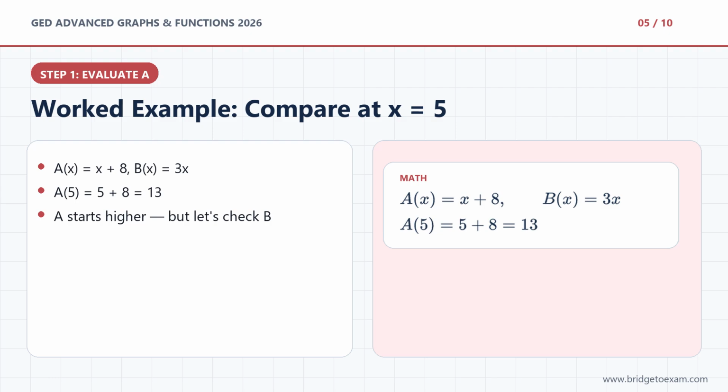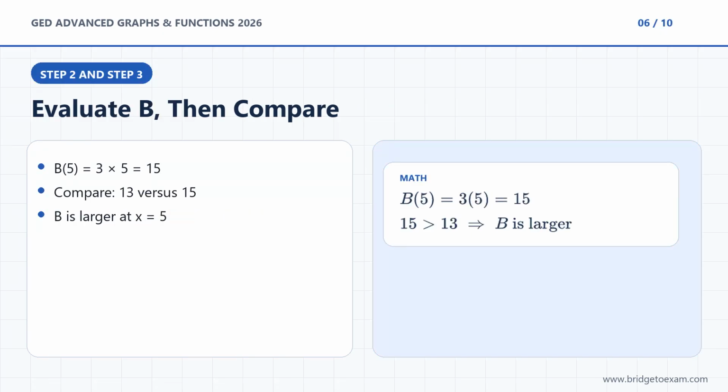Let's check b. Step 2. Evaluate b at 5. b of 5 equals 3 times 5, which is 15. Step 3. Compare the two outputs. A gives 13 and b gives 15. Since 15 is greater than 13, b is larger at x equals 5. The steeper function overtook the one with the higher start.